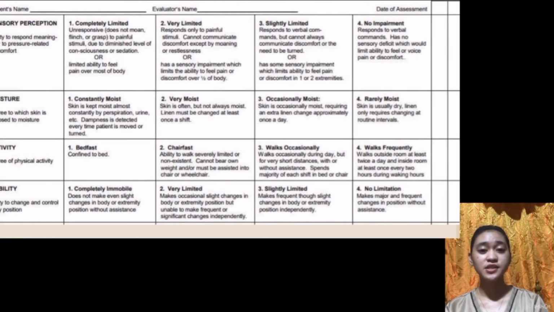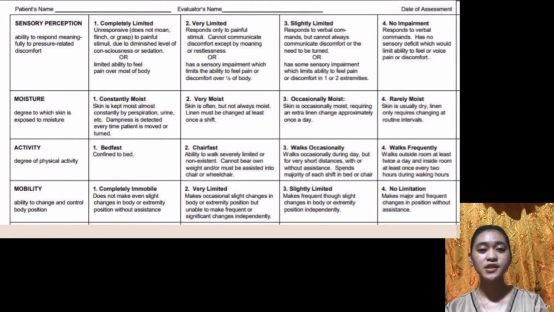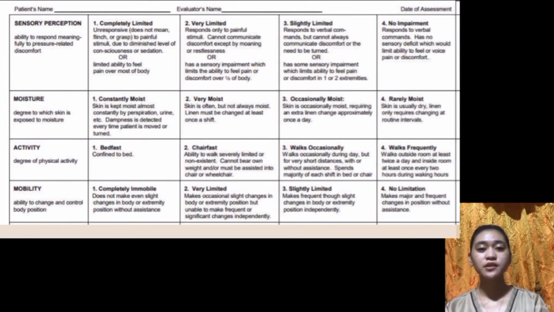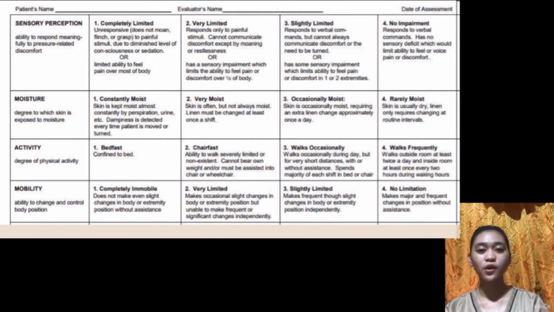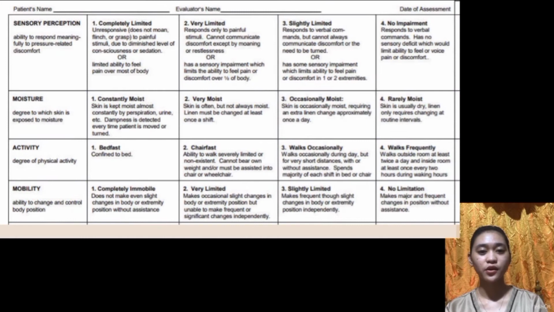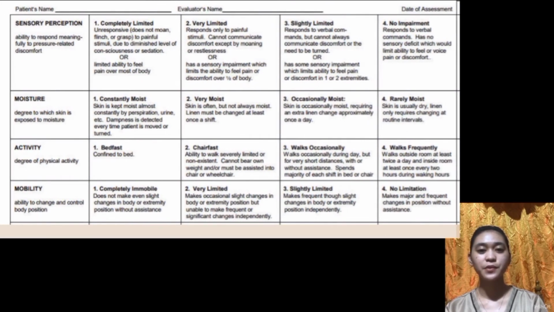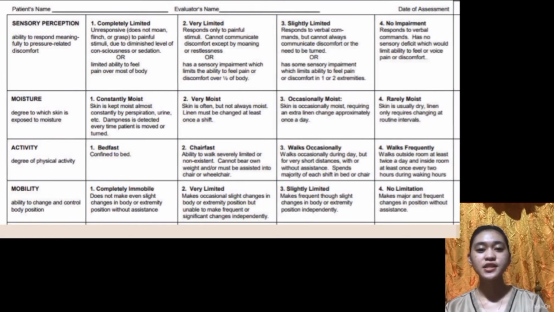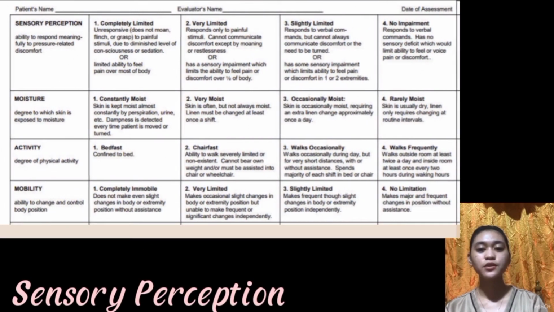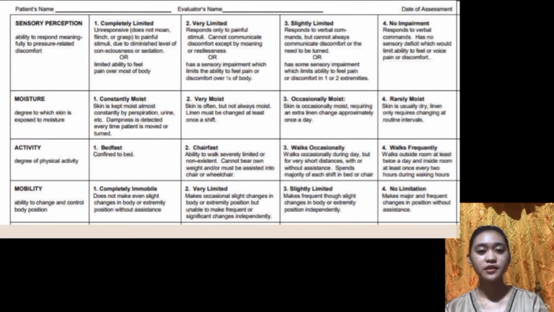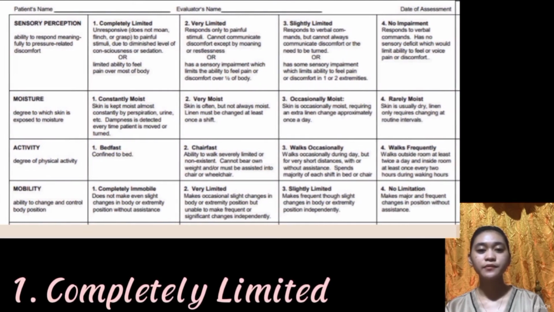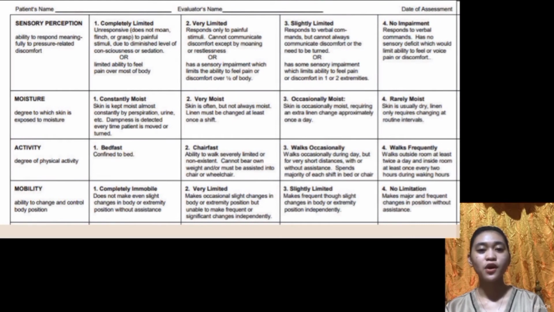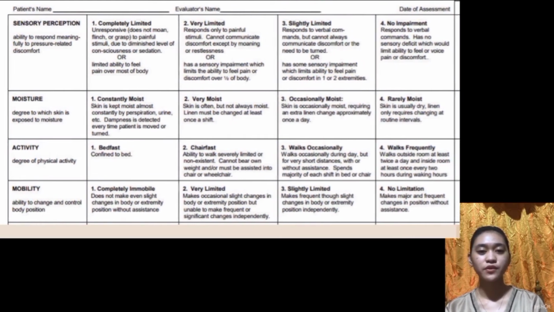How to score the Braden scale? Each risk factor on the Braden scale is rated from 1 to 4 based on the patient's assessment findings. When using the Braden scale, start with the first category and review each description listed across and choose the one that best describes the patient's current status. In the Braden scale, sensory perception is the ability to respond meaningfully to pressure-related discomfort. The resident is scored on a scale of 1 to 4 as follows. Scoring 1 means completely limited. This is where the patient is unresponsive or has limited ability to feel pain over most of the body.